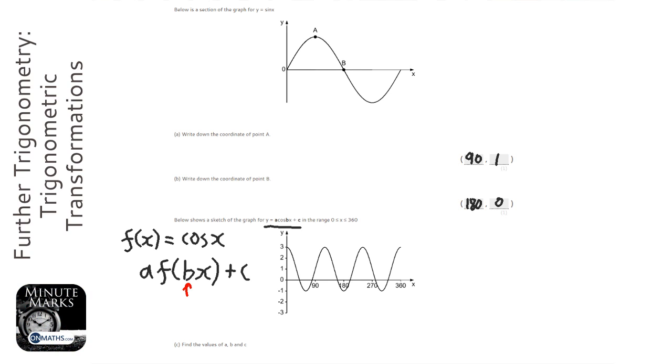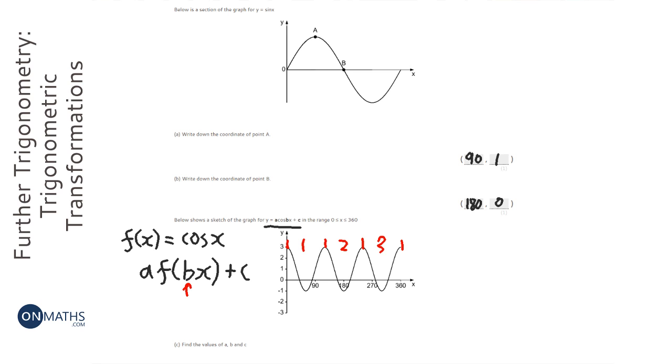So let's have a look at what we've got. We've got a normal sine curve would start here and end at this point here. Okay, but we've got not just one of them, we've got 3 of them between 0 and 360. So we've got 1, 2, 3. That means that B is squishing in 3. So B equals 3.